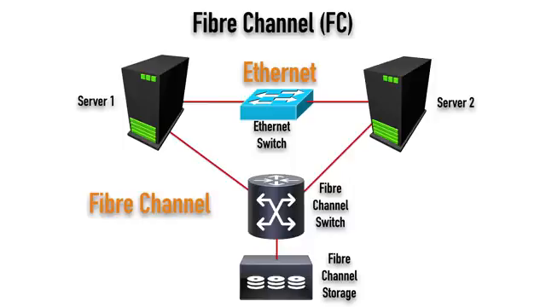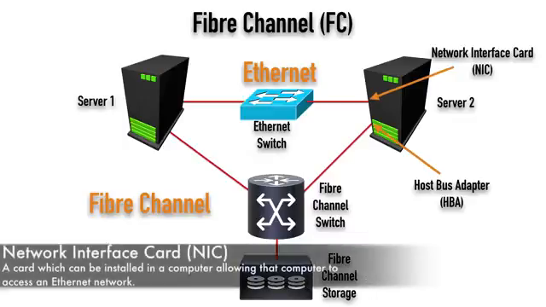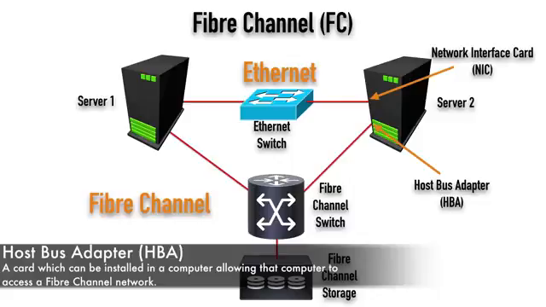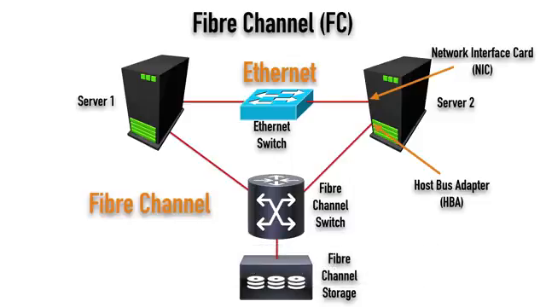Now, notice the servers have a couple of connections going out. For example, consider server 2. It's connecting to the Ethernet switch using a NIC, a network interface card. But how does it connect to the Fibre Channel switch? Well, it uses something called an HBA, a host bus adapter. And this is going to create additional expense. It's going to create additional wiring requirements. We've got to have two connections out, one for the LAN and one for the SAN. But Fibre Channel does give us very high-speed access to our data, which is great.